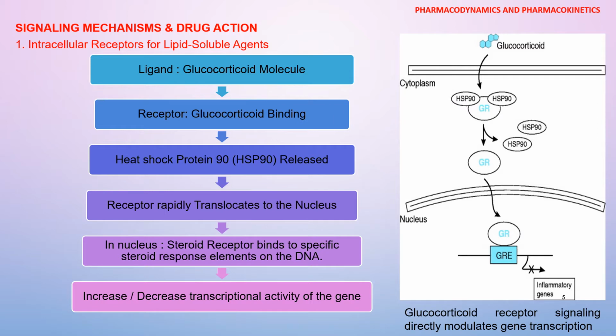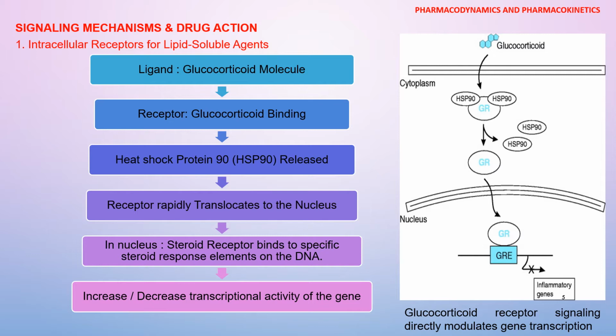When administered, glucocorticoid molecules, which are lipid soluble, can pass through the plasma membrane. They bind to the specific receptors. The binding of the ligand to the receptor leads to the release of heat shock protein 90, exposing the DNA binding domain. The receptors are then translocated to the nucleus where they bind to specific steroid response elements on the DNA. This leads to upregulation of anti-inflammatory genes and downregulation of pro-inflammatory cytokines.